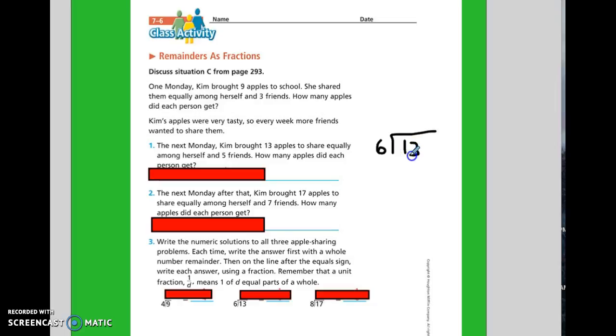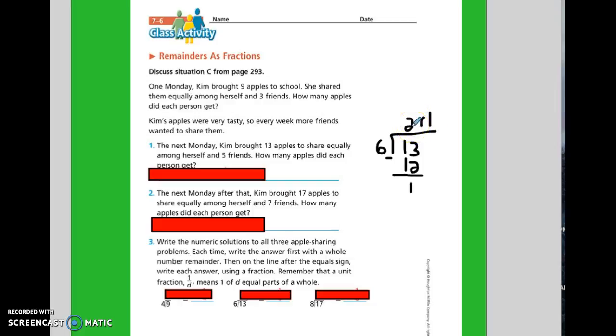I know that I can't do 6 into 1, but I can do 6 into 13. I know it goes in 2 times. And I multiply. 6 times 2 is 12. And I do the subtract step. And I get a remainder of 1. All right, so each of the 6 people for sure get 2 apples.